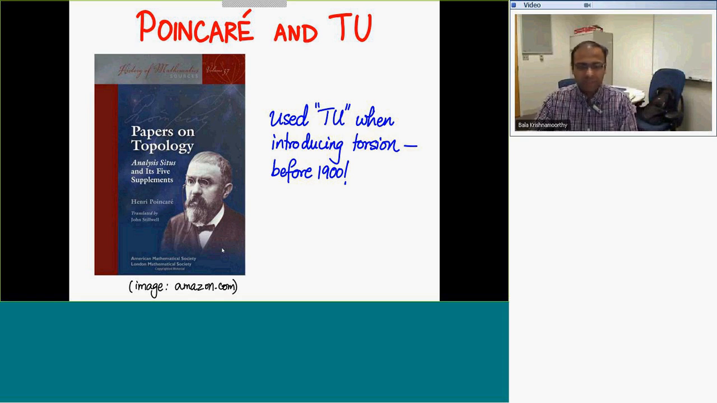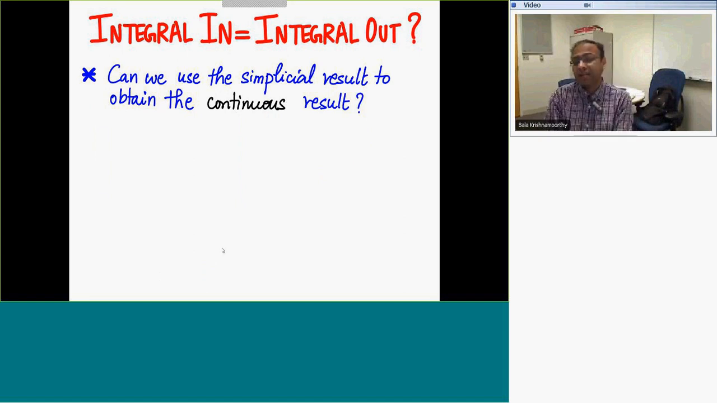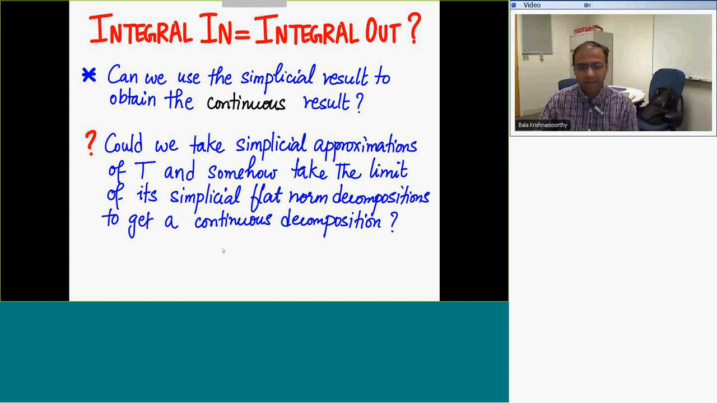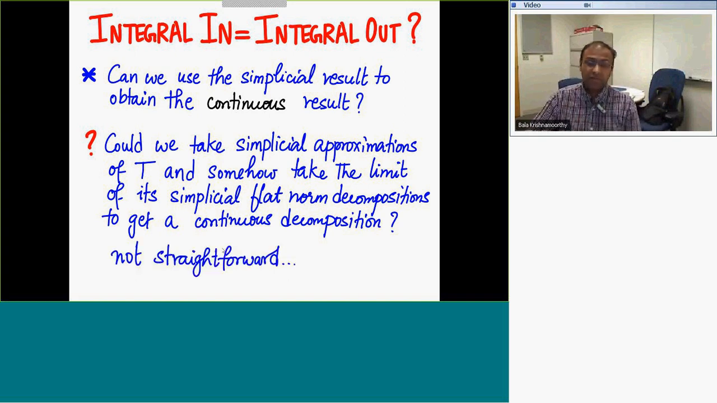But now let's come back to our question. We have integral in equal to integral out for the finite simplicial setting. Can we use it to get an analogous continuous result? How would we go about doing that? We can take simplicial approximations of the input chain and take the limit of the simplicial complexes and the decompositions, to get a continuous result. It turns out, it's not straightforward.